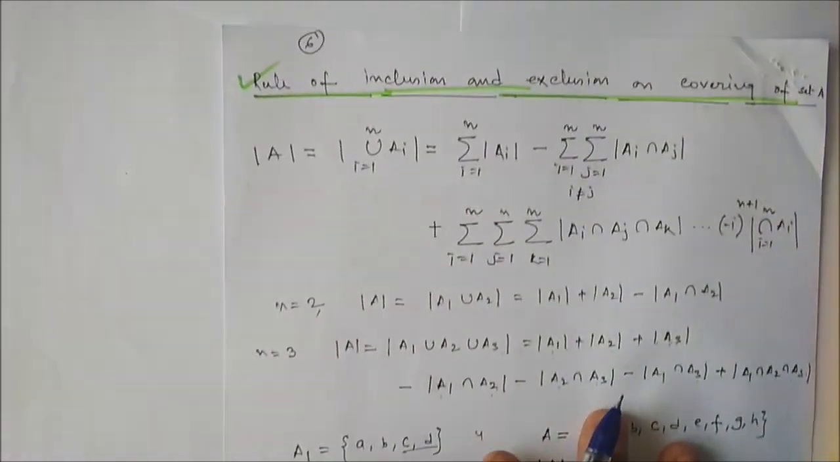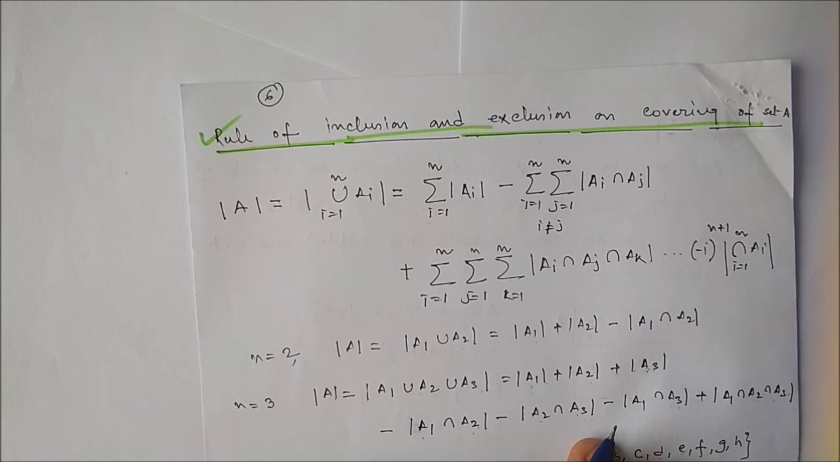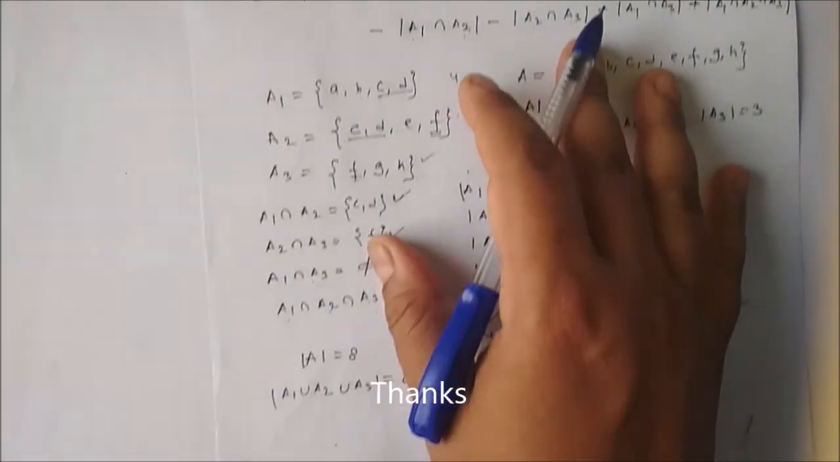Okay, so this is called the rule of inclusion and exclusion on a covering of set A. That is the end of this video.